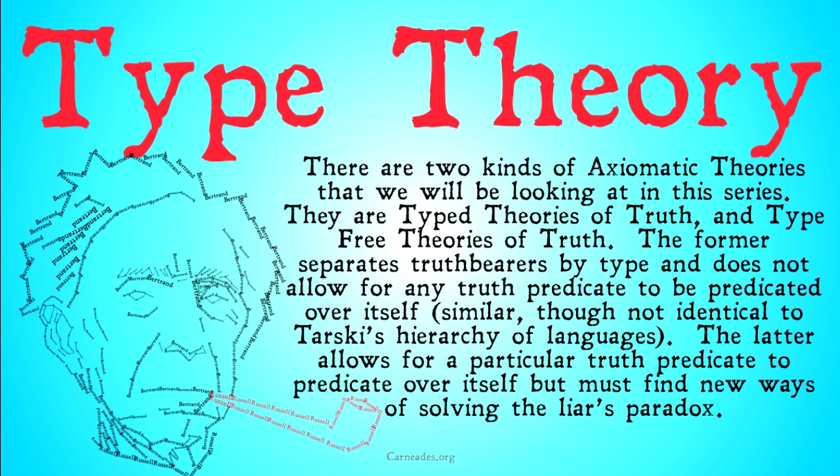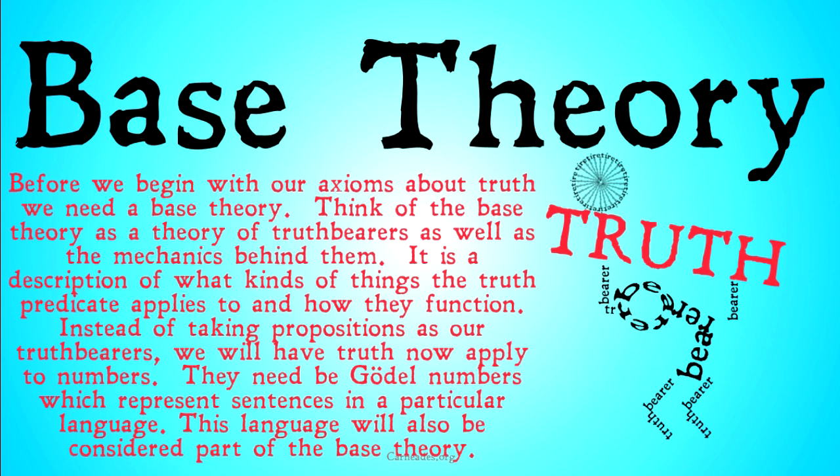The latter, the type-free theories of truth, allow for a particular truth predicate to predicate over itself, and in turn need to find new and different ways to solve the liar's paradox that's going to arise from that. We're not going to cover type-free theories of truth in this video, but we will in the following videos.